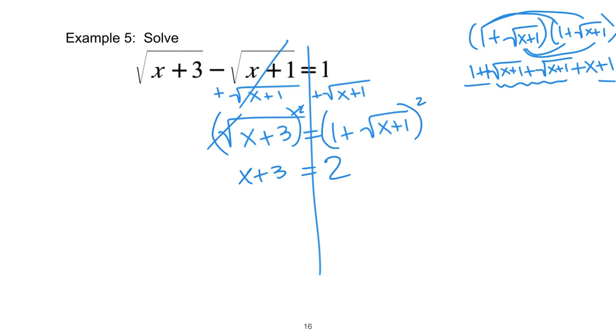1 square root of x plus 1 plus a 1 square root of x plus 1 would be 2 square roots of x plus 1. And then don't forget about that lonesome little x back there. It's still there. Don't lose it.